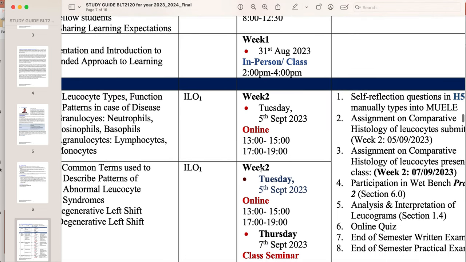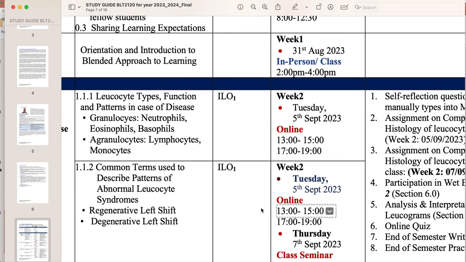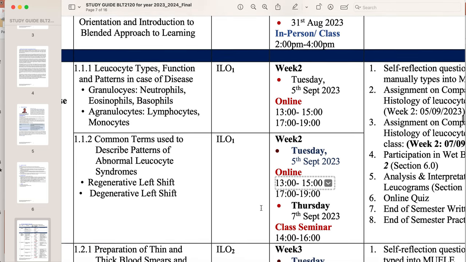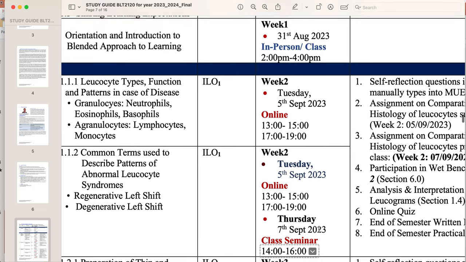Still in the second week, Tuesday, they'll go ahead and do topic 1.2. And then in the second week on Thursday, they're going to have a class seminar where they present to me the research they had carried out on the different white blood cells, their functions, and what we see when we get a disease.